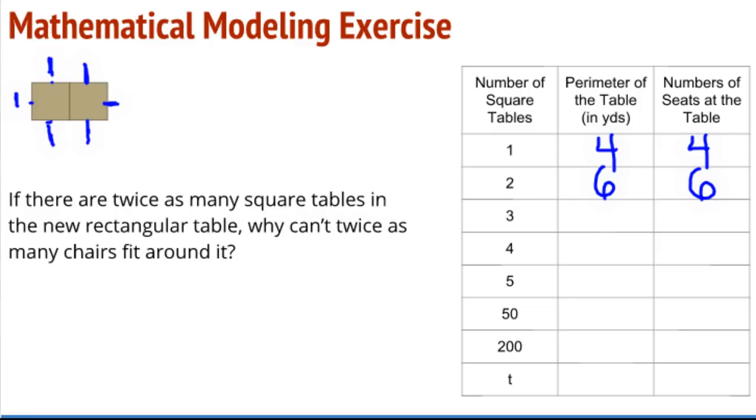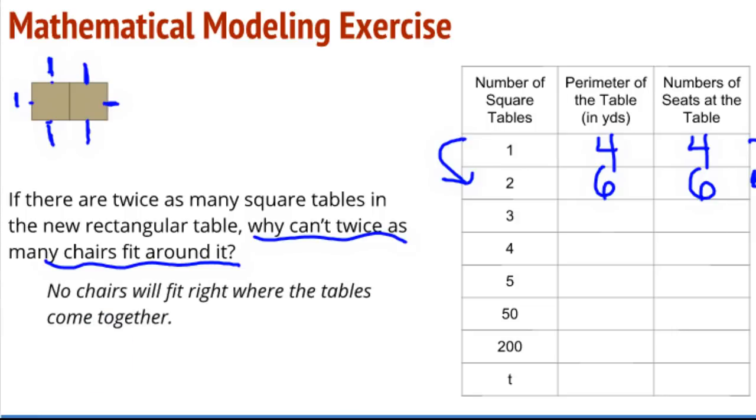So what happens when I slide, oh, wait a minute, I need to ask this, sorry, thinking question. If there are twice as many square tables in the new rectangular table, why can't I fit twice as many chairs around it? If this were a ratio relationship, when I doubled the number of tables, I would double the number of seats. But that's not what happened. I doubled, but I only added 2 more seats. Why can't I do that?